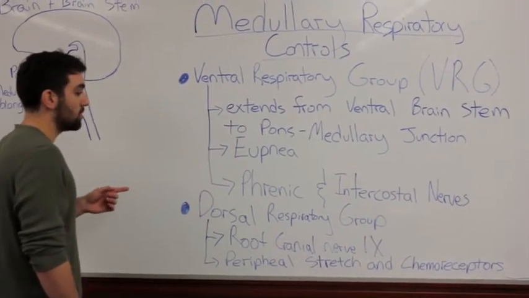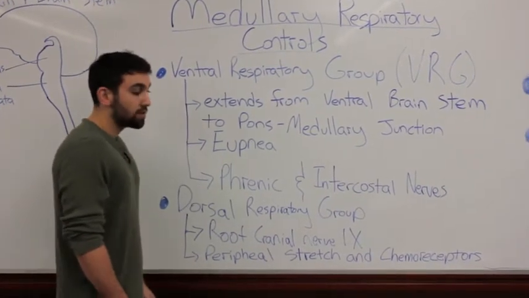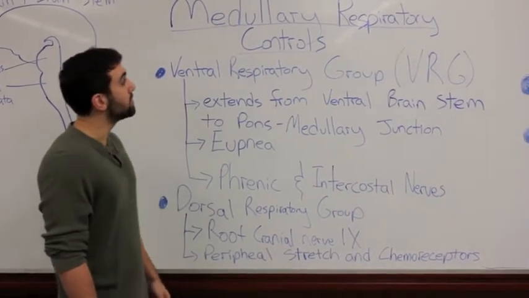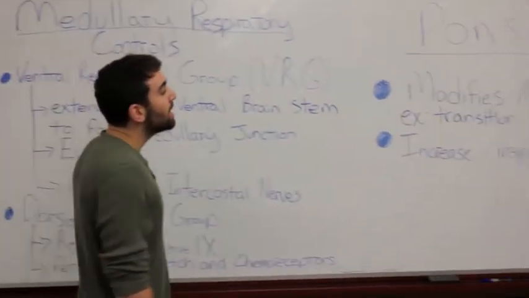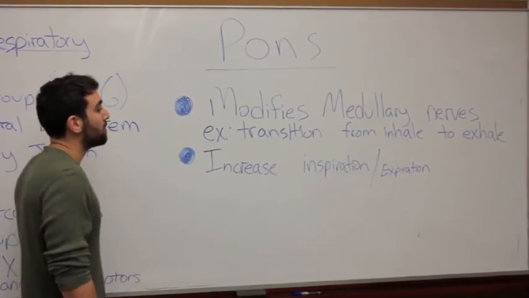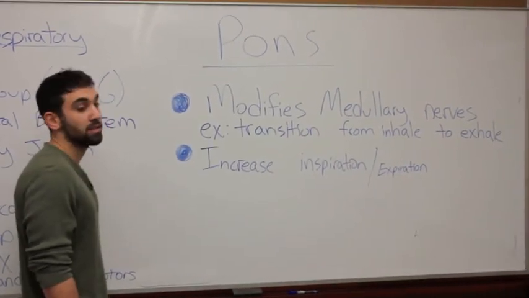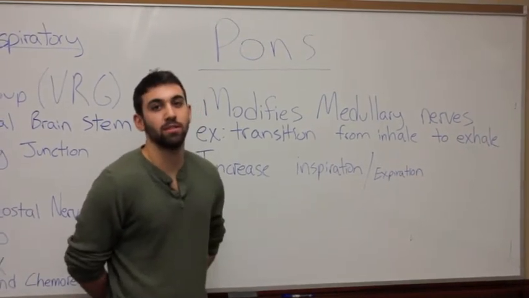The second group is the dorsal respiratory group, which is located on root cranial nerve 9. Peripheral stretch receptors and chemoreceptors influence the medullary respiratory control's action potentials. The second group is the pons, which modifies medullary nerves by increasing inspiration or expiration in response to changes in stimuli. And that is how the brain controls the respiratory center.